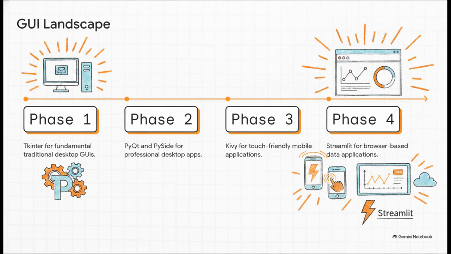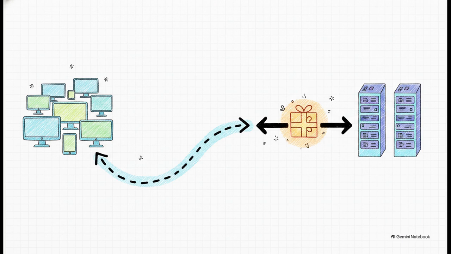Want a touch-friendly mobile app that works across different operating systems? Kivy is your go-to. But absolutely rely on Streamlit whenever your primary goal is rapidly prototyping and sharing a quick, interactive, browser-based data dashboard. It's a highly specialized, incredibly powerful tool built specifically to give your data a beautiful home on the web. And that officially wraps up our GUI block.